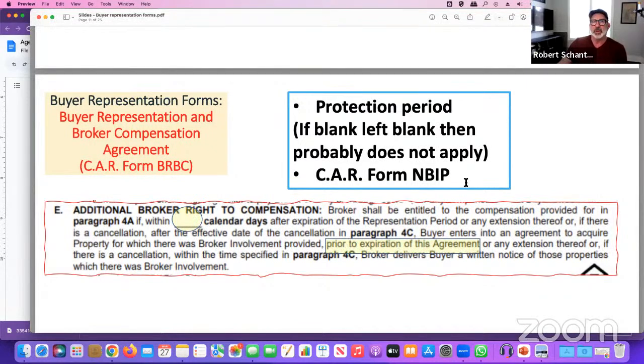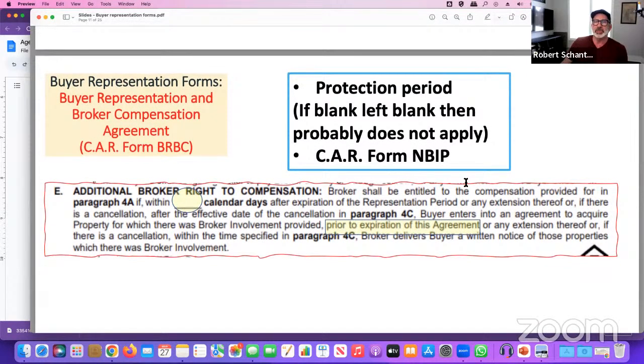Okay. And then what's the protection period? The protection period is broker shall be entitled to the compensation provided in paragraph 4A within blank calendar days after expiration of the representation period. In other words, you're in that exclusive and then they decide to buy a property after your relationship's over, but it's a property you showed them, and you put it on the list that you sent to them, and they decide to go buy it. You can set 30, 60, 90 days as your protection period.